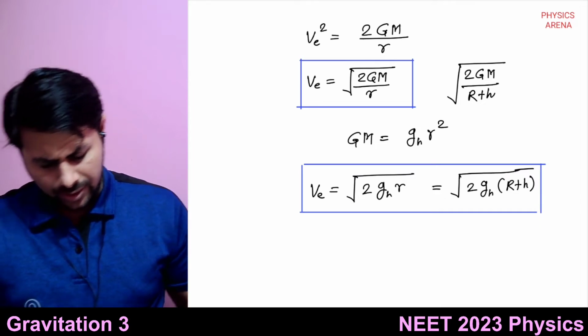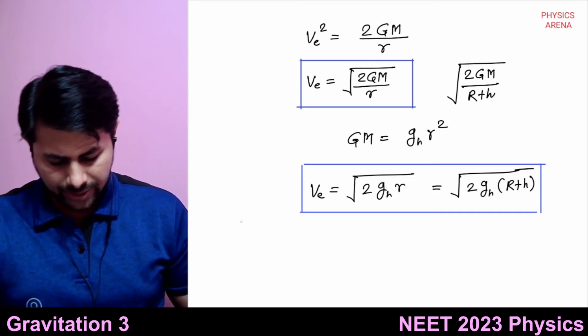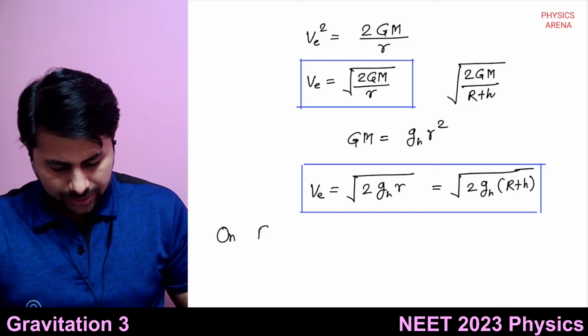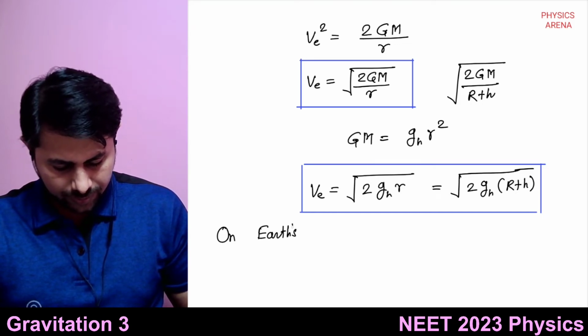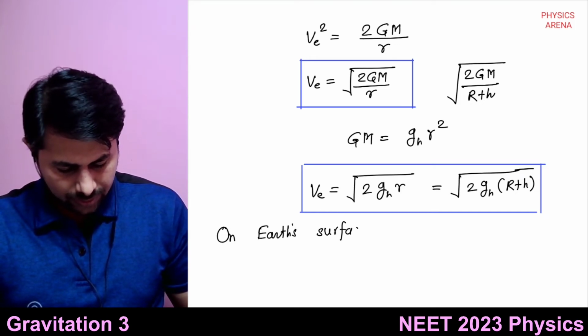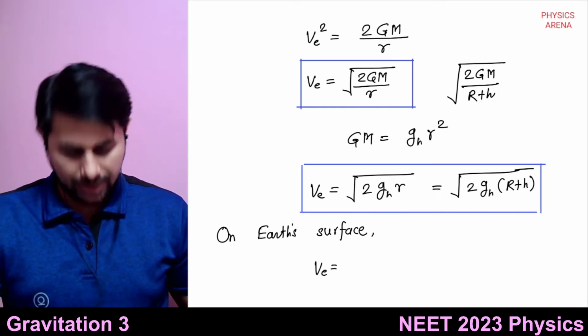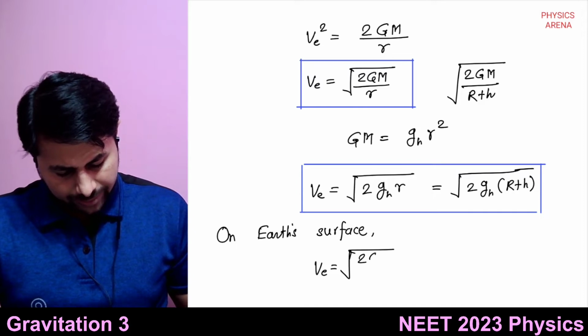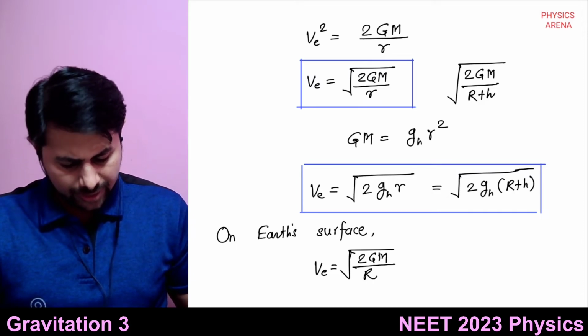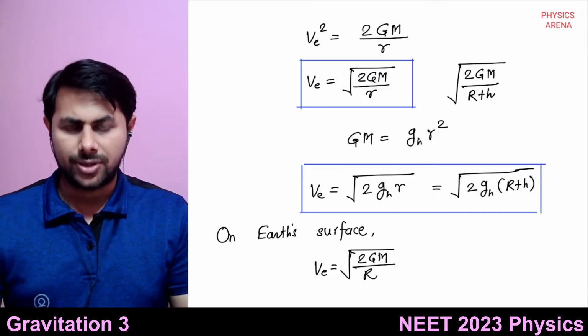And on Earth's surface, we can say escape velocity is equal to square root of 2GM divided by R only, because h will be equal to 0.